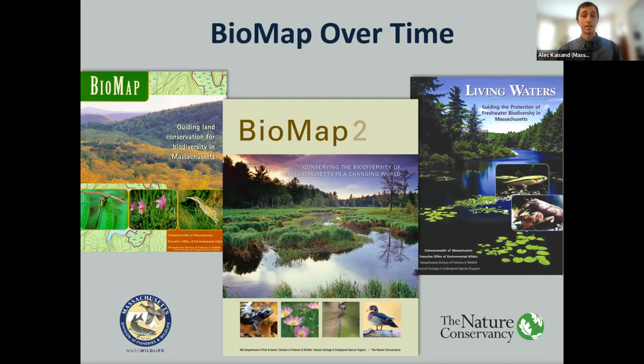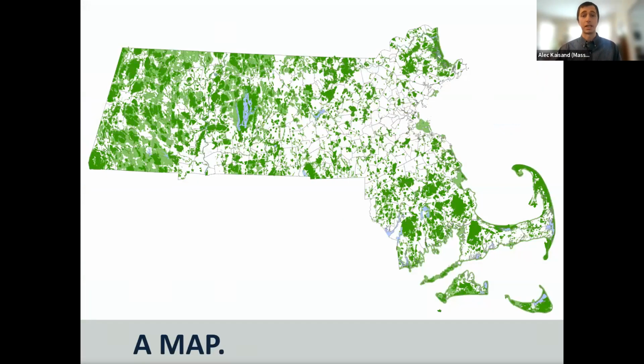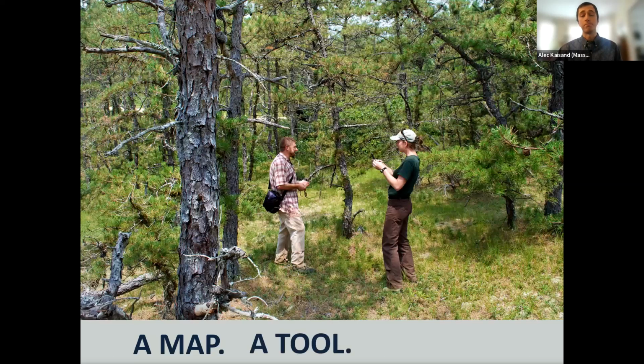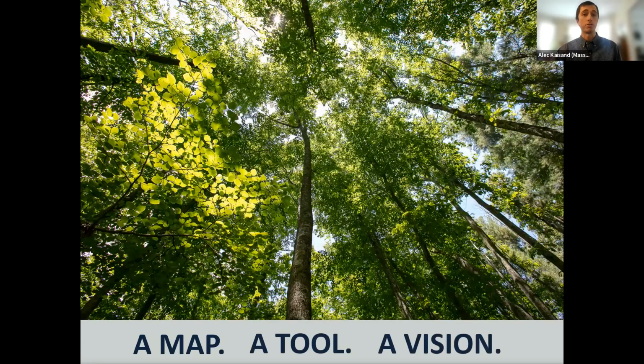And with this latest iteration of BioMap, we go even further than we've had in the past. We're going to go into all the specifics today, but we really see BioMap as more than a map. See it as a map, a tool, and a vision for the people of the Commonwealth to come together and strategically protect, manage, and restore lands and waters that are most important for conservation biodiversity in Massachusetts now and into the future.